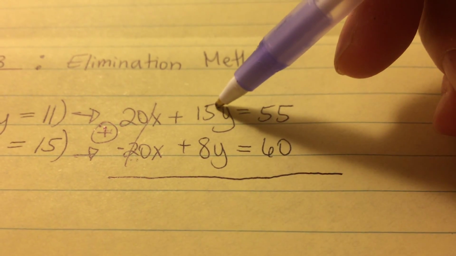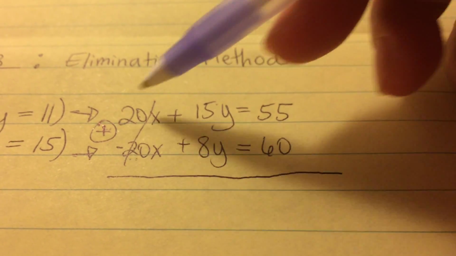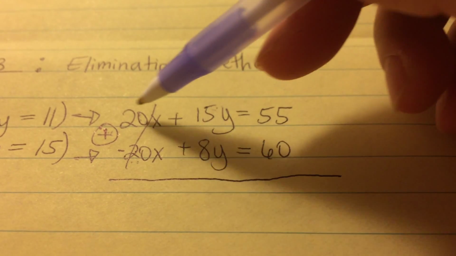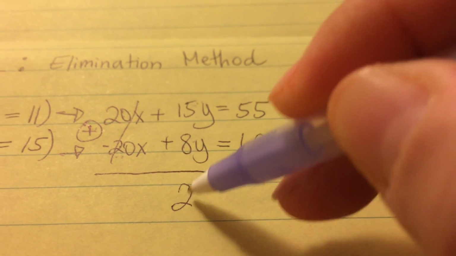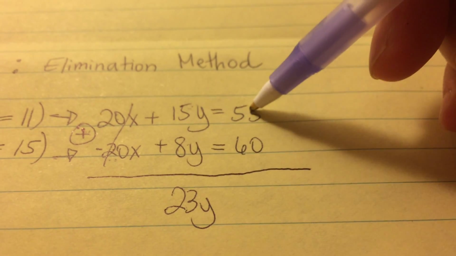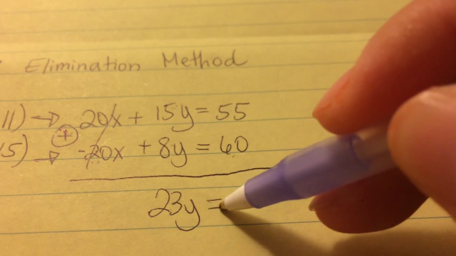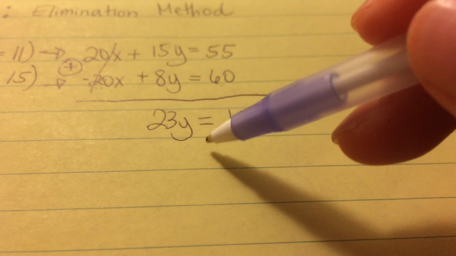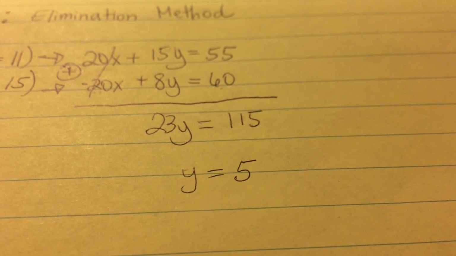So now you have 15 plus 8. Whatever you choose out here, make sure you use it throughout the whole rest of the problem. So 15y plus 8y gives us 23y, and then you have 55 plus 60, which gives us 115. Then you have to divide by 23 on both sides, and y is equal to, I believe, 5 is going to be the answer.